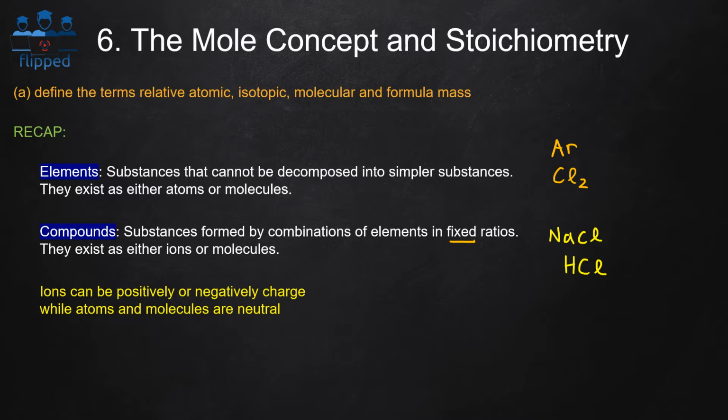They are mixed. They are made up of different elements, in this case sodium and chlorine, and in this case hydrogen and chlorine. So ions can be positively charged or negatively charged, whereas atoms and molecules have to be neutral. As we can see from here, Na has to be a plus, Cl is a minus. So this is what we mean by positively and negatively charged, whereas atoms like such and molecules like HCl are neutral. They do not contain any charge.